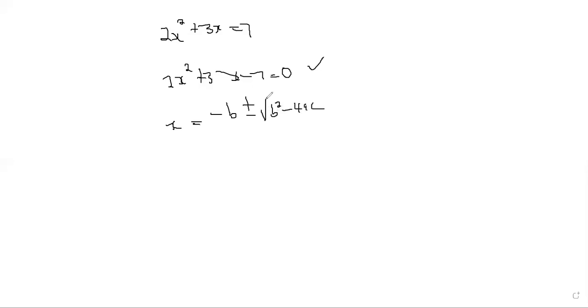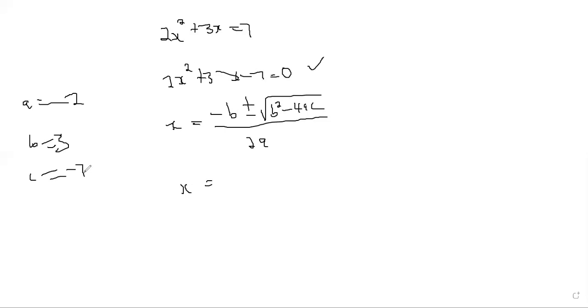For AC, and then the whole of that all over 2a. Then from there, you're basically substituting. What is b? If we go back here, you can see that a is 2, b is 3, and c is negative 7. So where we see b, we put 2. So it would be negative, in brackets, we put 2, right?